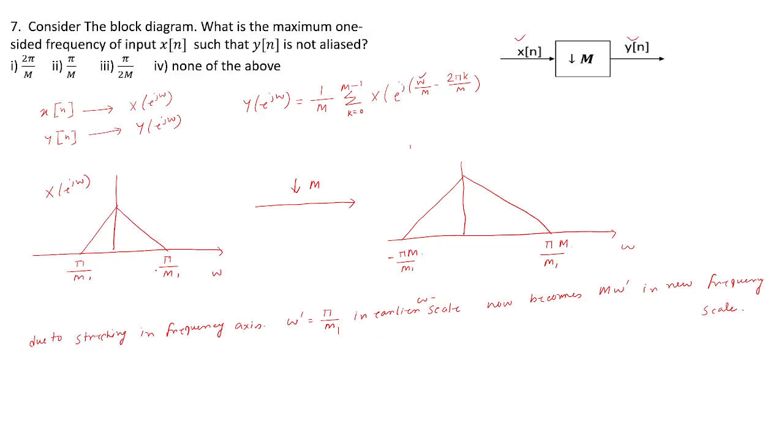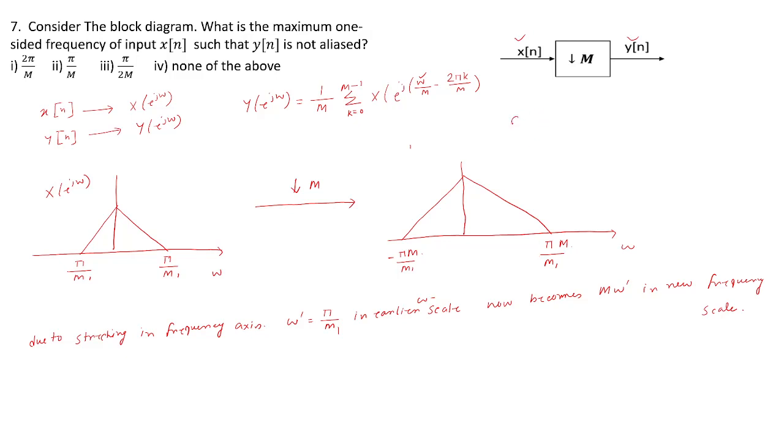Okay, now you can see the input spectrum, which was earlier band limited to pi over m1, where m1 is some arbitrary integer, in this new omega scale becomes stretched to pi m over m1, so its maximum frequency content becomes pi m over m1. Now we know that for discrete time spectrum the maximum frequency allowed is pi. If you go beyond pi, you run into the risk of aliasing. It's like aliasing is going to happen.